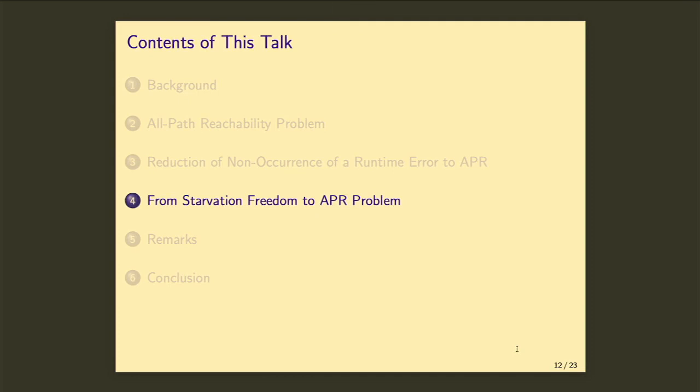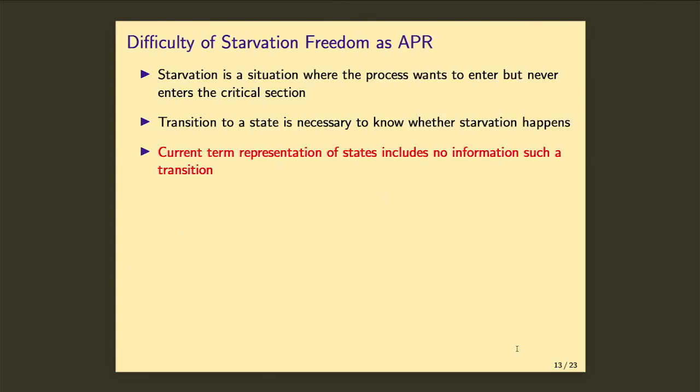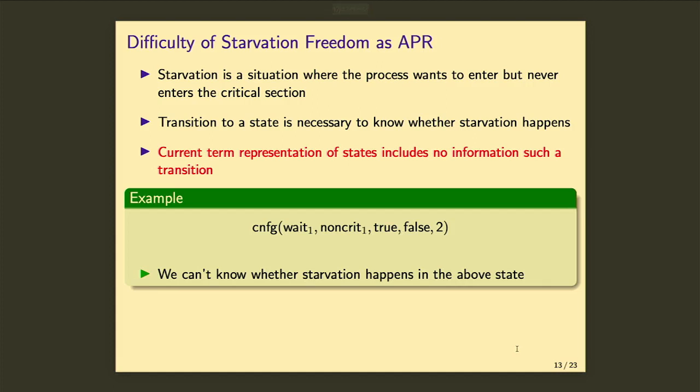So next is the main topic of this presentation, from starvation freedom to the APR problem. Starvation is a situation where the process wants to enter but never enters the critical section. So to know whether starvation happens, we have to look at not only the current state, but also the transition leading up to that state. But the current term representation of states includes no information about such a transition. For example, we cannot know whether starvation happened in this state because there is no information to determine it.